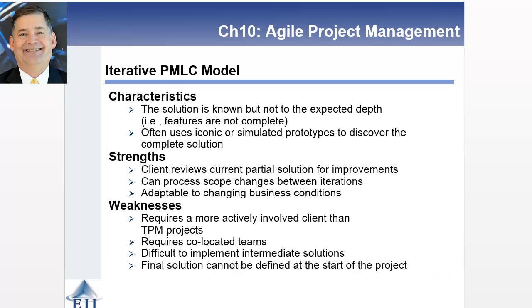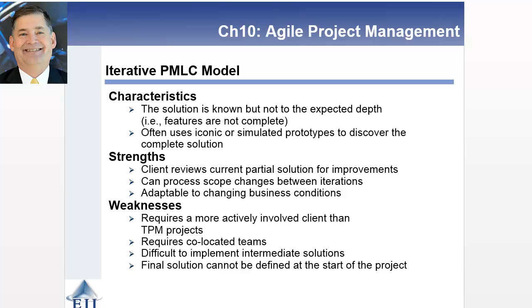When you start looking at the characteristics, strengths, and weaknesses of the iterative project management lifecycle model, we've talked about most of these. Solution is known, but you've still got some pieces you've got to fill in. Prototypes are often used so that you can say, this is what we're going to build during this iteration, and then away you go. You actually take the interface and flesh it out. It allows the client to review partial solutions, make suggestions, change scope, and have learning take place as part of the process. And it's very adaptive to a changing business situation.